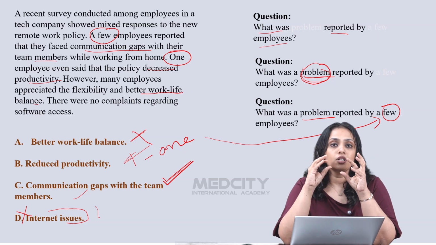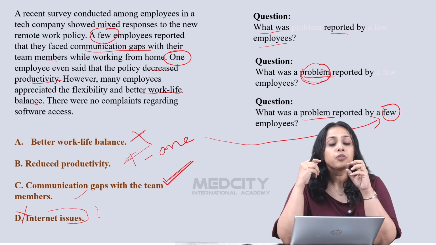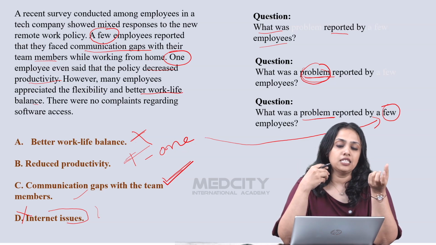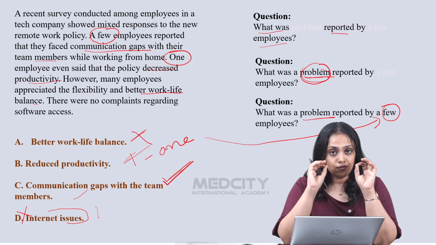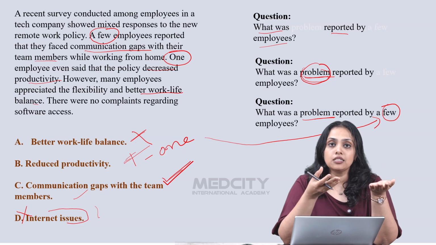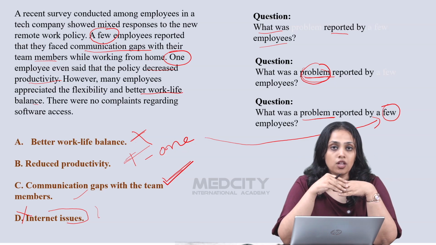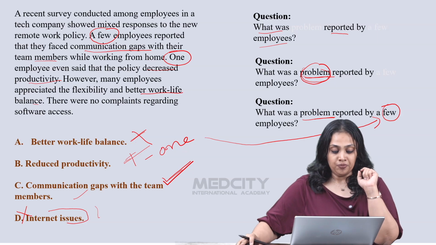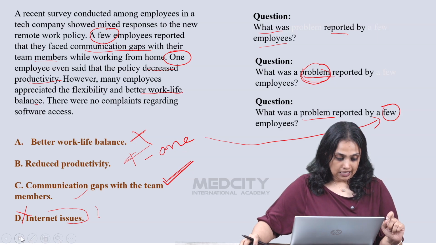You need to focus on the keywords, whichever words will actually help you in locating the answer. So careful reading of the question is also equally important. It's not just that you read the text and go through the options back and forth. No, that will not serve the purpose. You have to understand the question properly. So I hope that's clear.